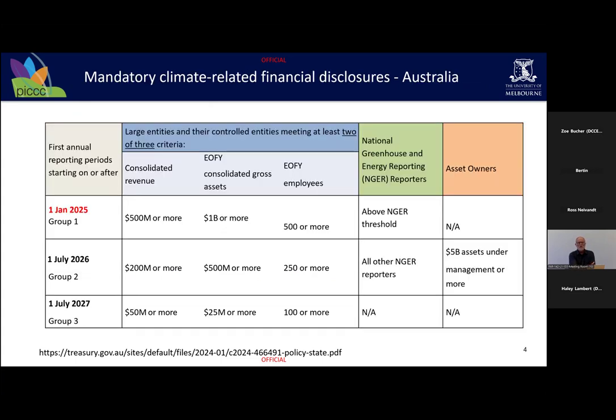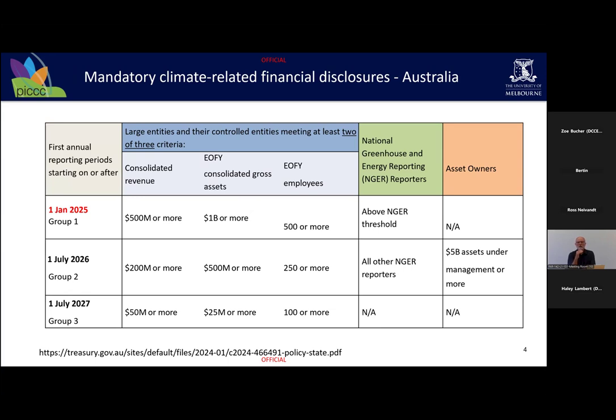If you go to the link at the bottom, you'll see this table about the phasing in of this mandatory reporting. So as of the 1st of January 2025, it's only really the largest corporations, so 500 million or more, or 1 billion in assets, that are captured, but it does phase in over time, as you can see, so that by July of 2027, Group 3 will come in, which is all corporations of 50 million or more in size or 25 million in assets.